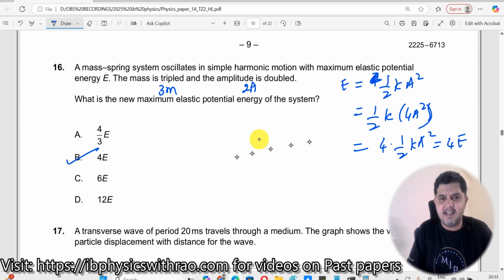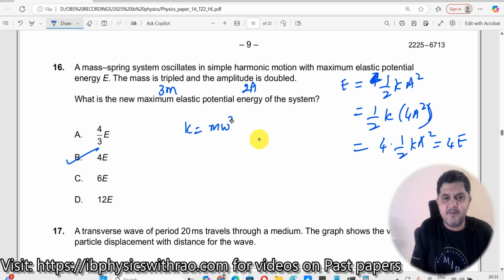reported to me regarding this. They say that, since we know that K is equal to M omega square, changing the value of M should also change the value of K, which is incorrect, because K is an independent variable. This variable does not depend on anything. That's what we call an independent variable. So if you change the value of M, it does not change the value of the spring constant.